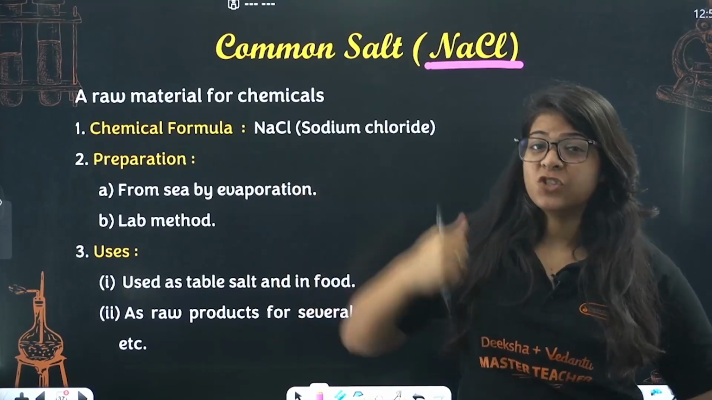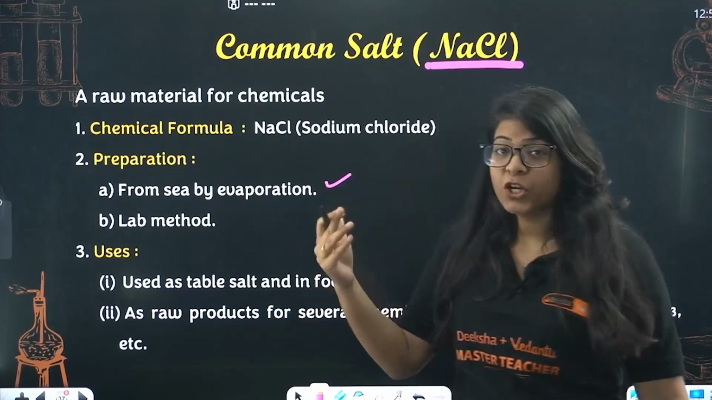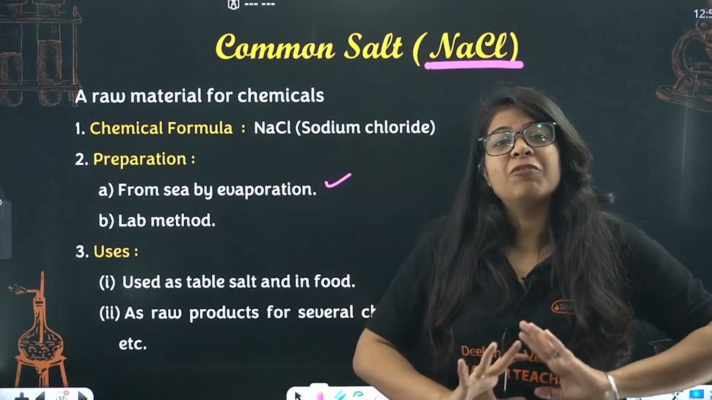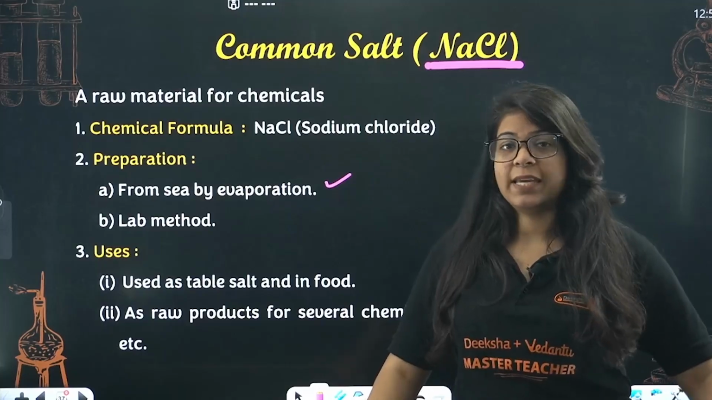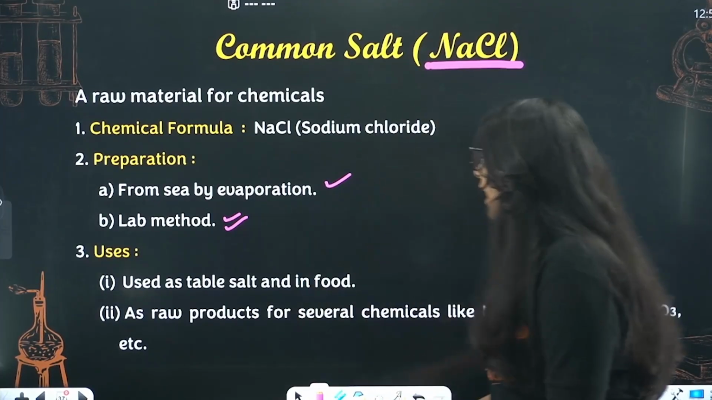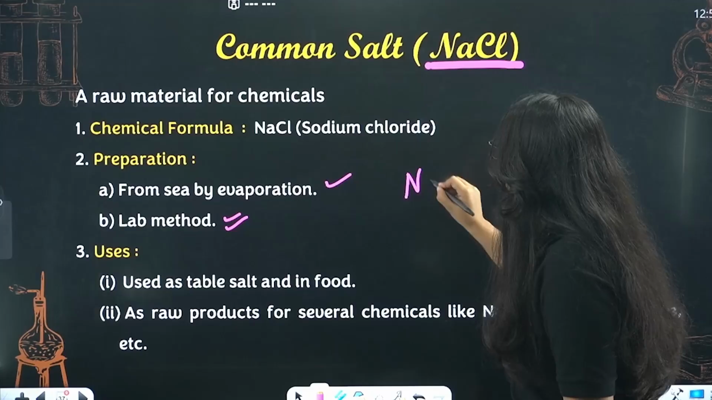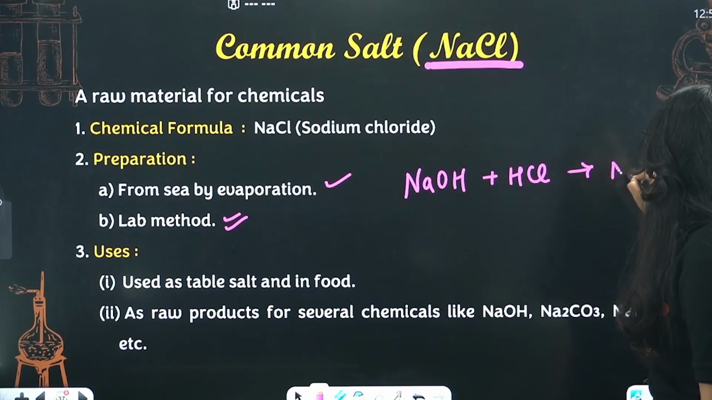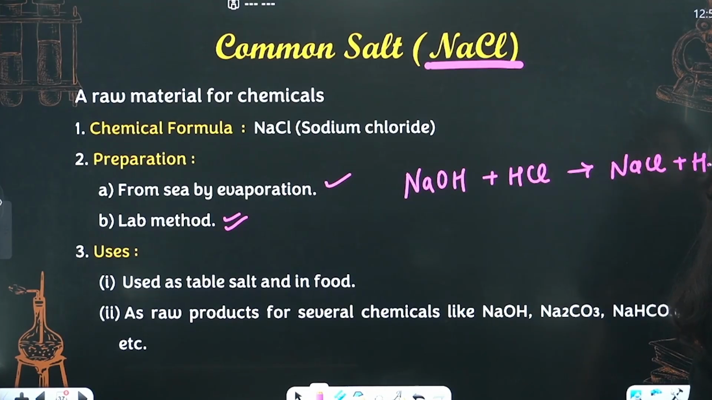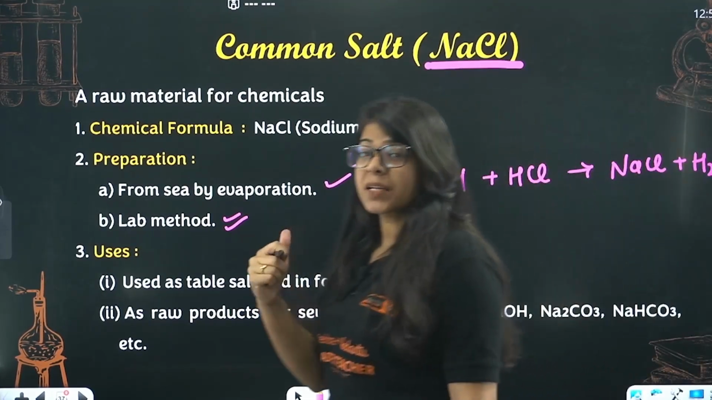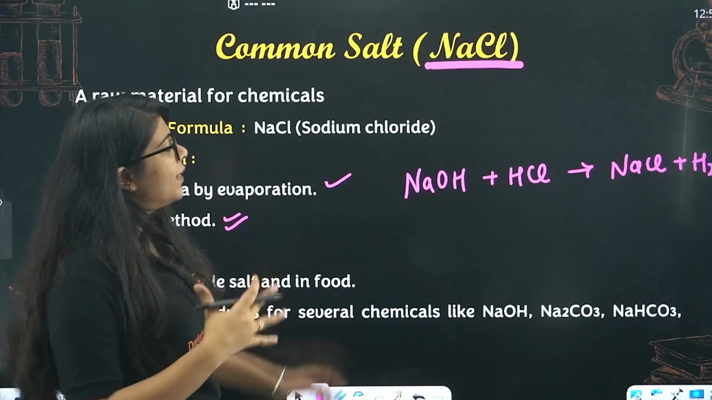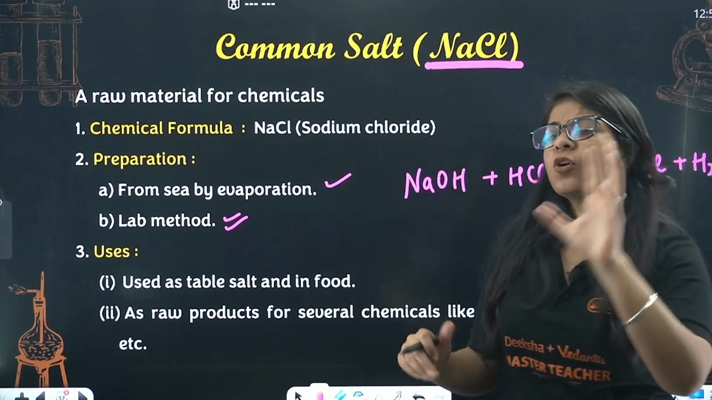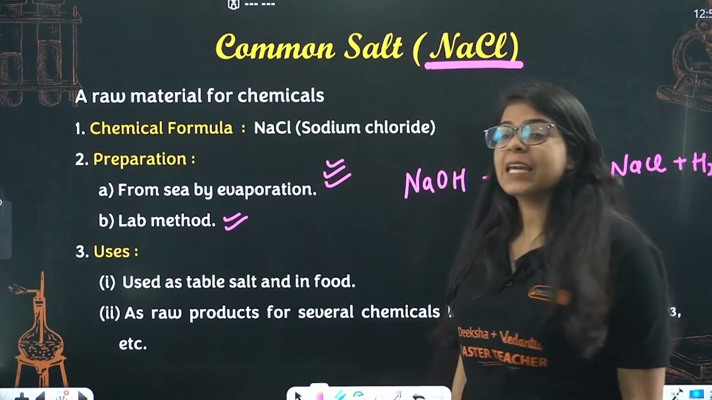In two ways we can extract this salt, basically by evaporation from seawater. Now we know seawater is salty, so if we evaporate all the water, what we are left with is simple salt, that is your NaCl. Or we can use a lab method as well. We will take a base and a strong acid and it will give us the salt NaCl plus H2O water. But this lab method is not quite healthy, and it's really expensive as well. So we don't use this method. We generally go with evaporation.